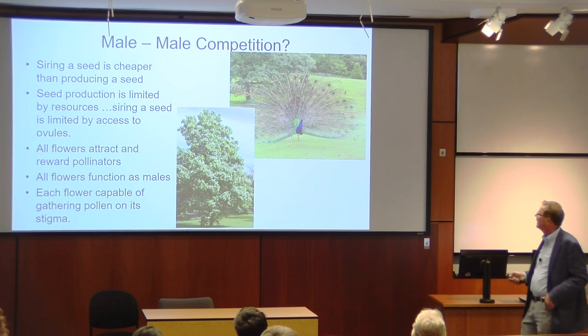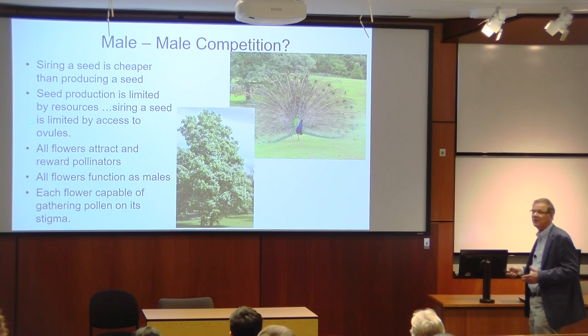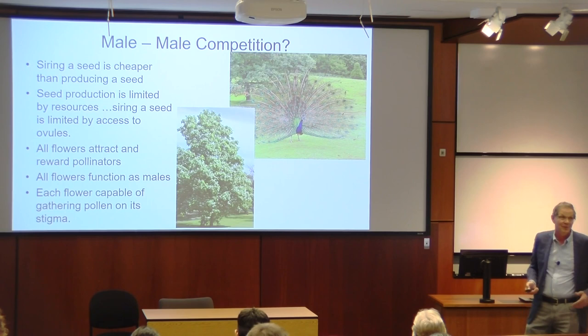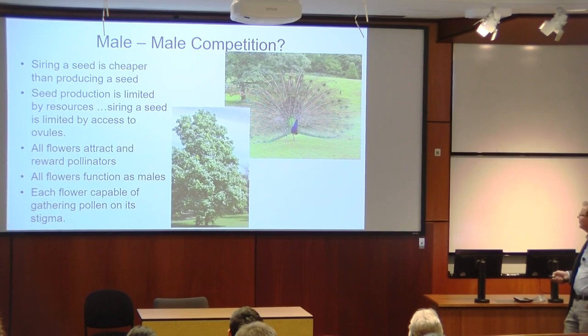Seed production is limited by resources. To be the mother of a seed, you've got to have a lot of nitrogen and phosphorus and potassium and things of that sort. But to sire a seed, that's limited by access to the ovules. You have to get your pollen out there to neighboring plants. So all the flowers on this tree attract and reward pollinators. All flowers function as male, and each flower is also capable of gathering pollen onto its stigma.